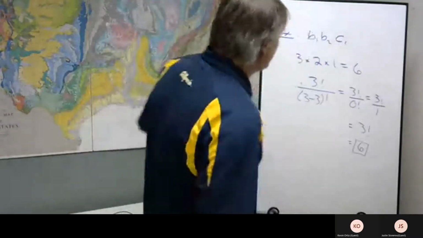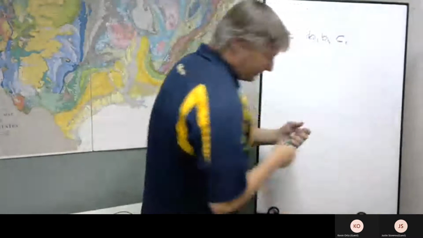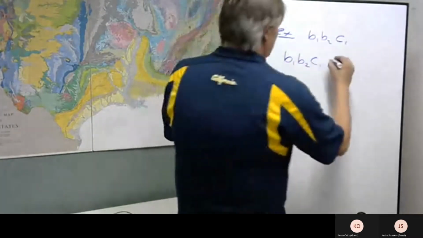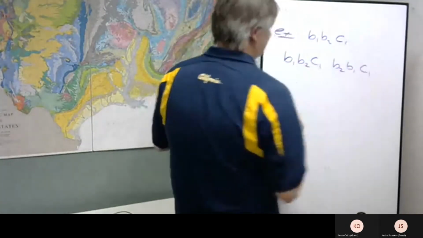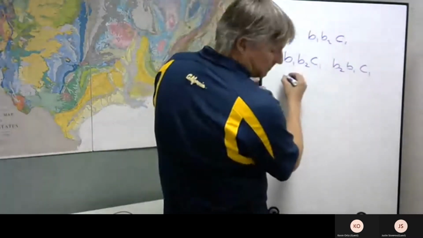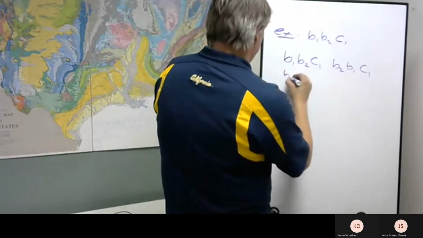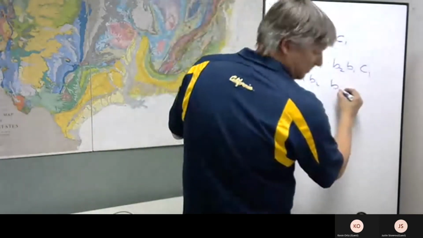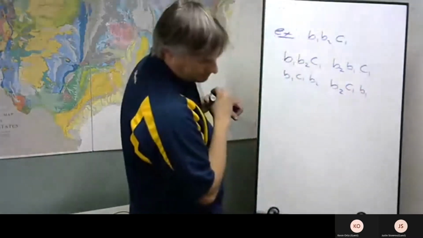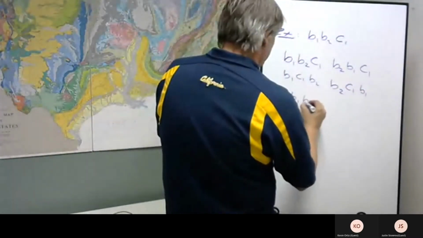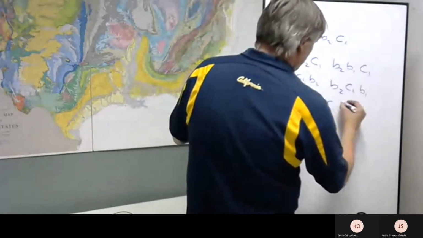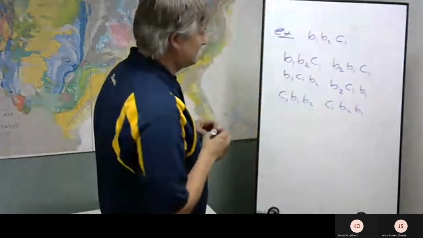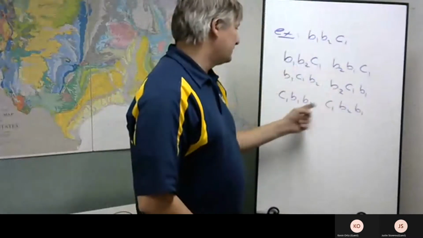Now, here we can actually go through all of them. If you do all of them, what you'll get is B1, B2, C1; B2, B1, C1; and then B1, C1, B2; B2, C1, B1; C1, B1, B2; and C1, B2, B1. So there's the 6 different ways we can reorder these objects.